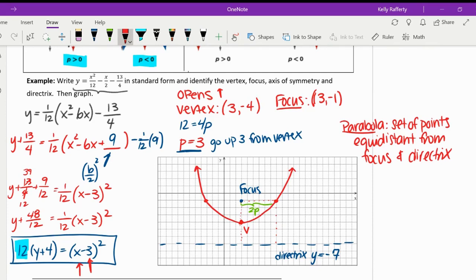So I'll always ask you guys to have the vertex, the focus, at least 2 points on the parabola, and your directrix. Right, so I'll label these points so it's a little bit easier to see. This guy is -3, -1, and this guy is 3 plus 6, I think 9. And you could always check them by subbing them back into your original equation.